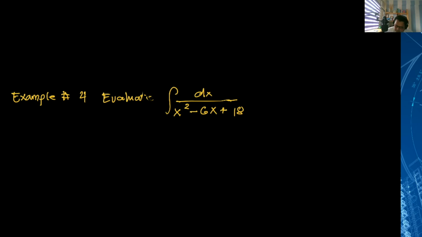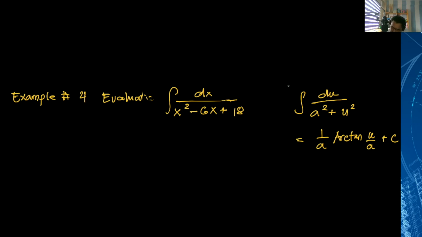Okay, so by inspection, we can right away say that the formula to be applied is formula number 2 because there's no radical. So arctan. Okay, so we're recalling the formula of arctan. So the integral of du over a squared plus u squared will be equal to 1 over a arctan u over a plus c. This is our formula.